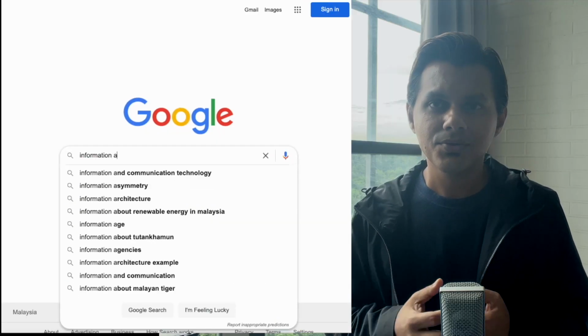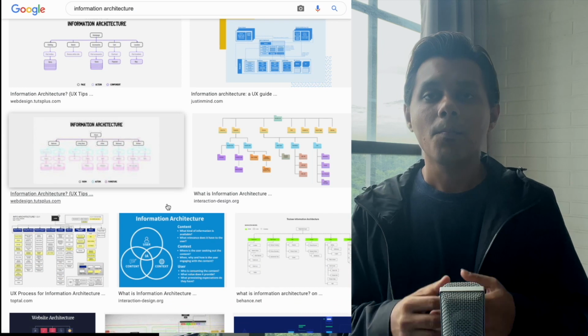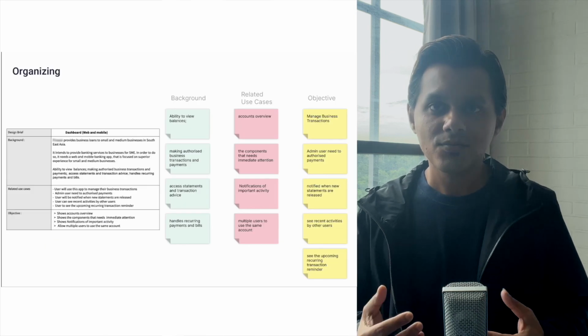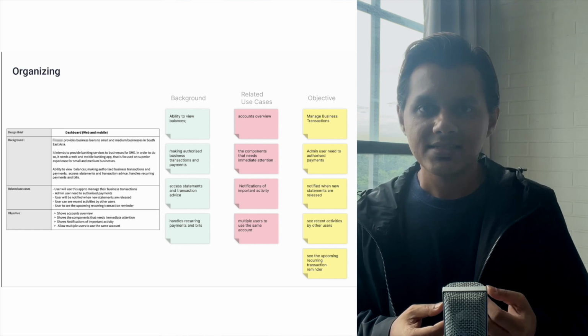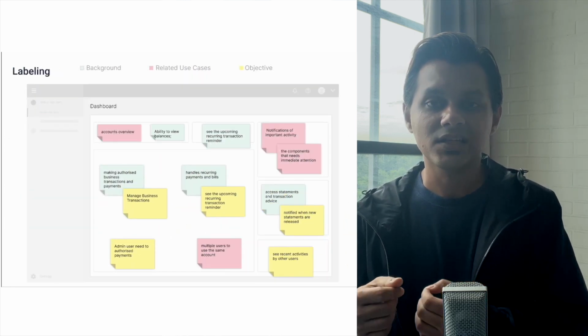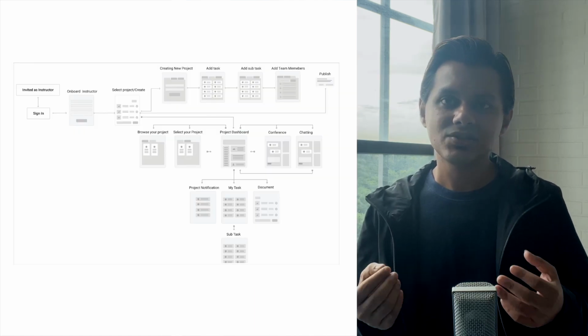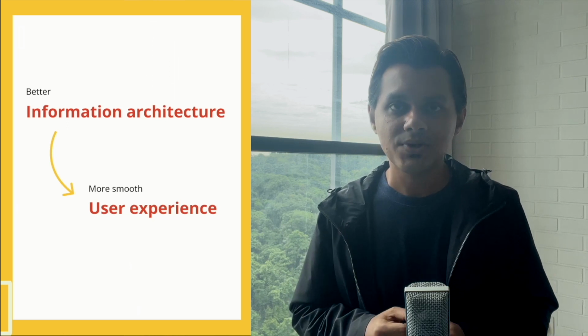If you search on Google about information architecture, you will see this kind of images. But there is more. Information architecture consists of 3 key points. 1. Organizing. 2. Structuring content. And 3. Labeling content in an effective way. Although this is not directly visible to your user, it plays a vital role in your product backend. The better information architecture you have, the more smooth experience the user gains in your product.